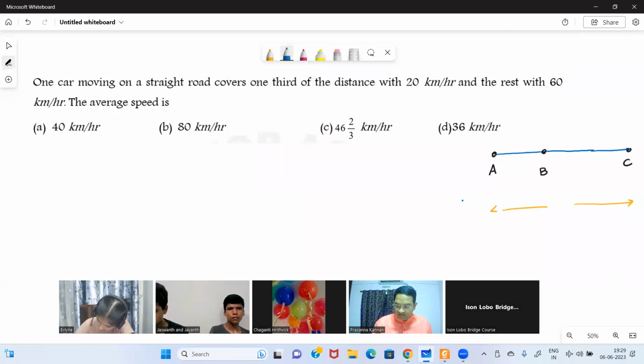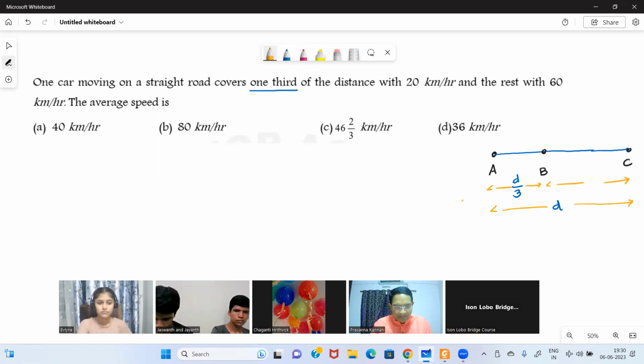If the total distance is D, let us say, how much is the first part of the distance? 20 kilometers? No, that is the speed. What is the distance? 1/3 of the total. So total is D, then what would 1/3 be? D by 3, correct? What is going to be the remaining? Isn't it 2 by 3 D? Yes. So it's going to be 2 by 3 D.